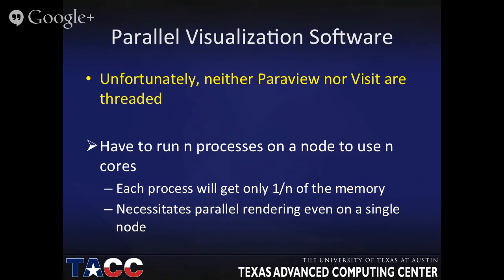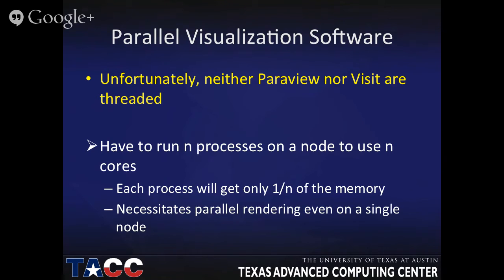Unfortunately, neither ParaView nor VisIt are multi-threaded. That means that if you go back to one of those earlier pictures we had where there were a bunch of cores in each node, ParaView and VisIt cannot take advantage of all of those cores in a single process. The processes are not thread safe. So because of that, you have one of two choices.